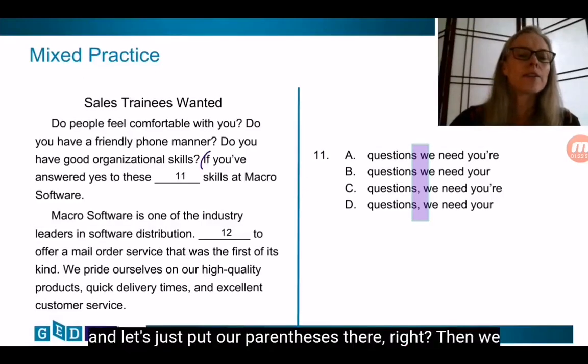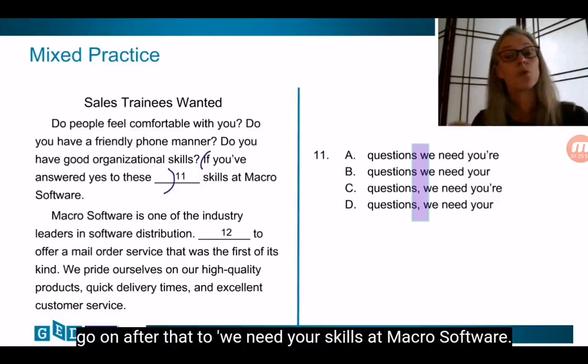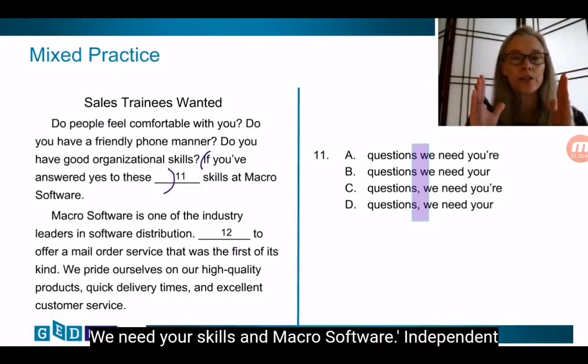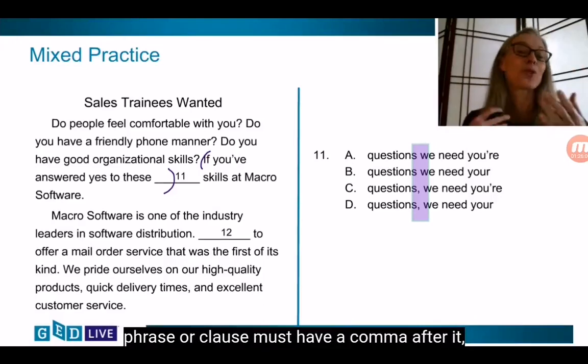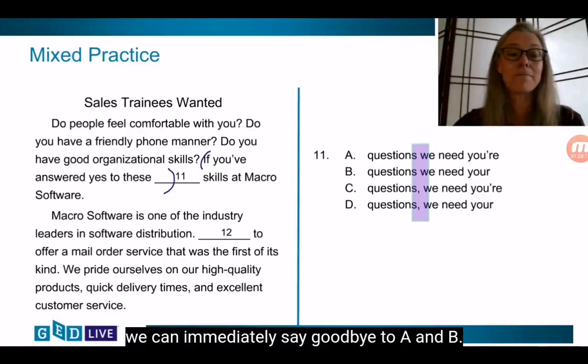We most certainly do, because if you've answered yes to these questions, and let's just put our parentheses there, then we go on after that to, we need your skills at Macro Software. Independent clause. That introductory phrase or clause must have a comma after it. We can immediately say goodbye to A and B.